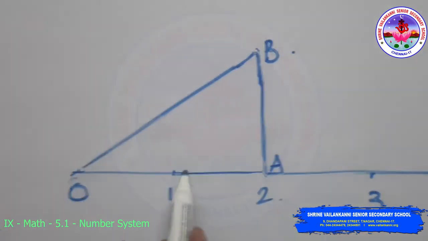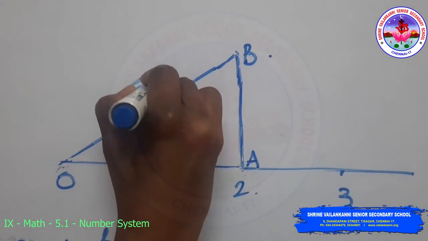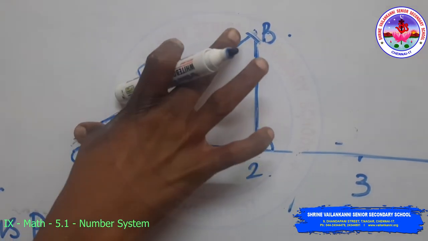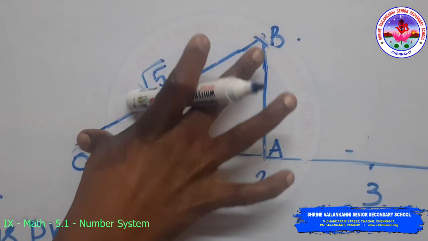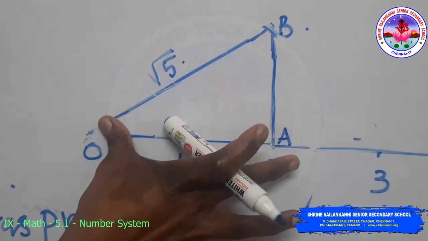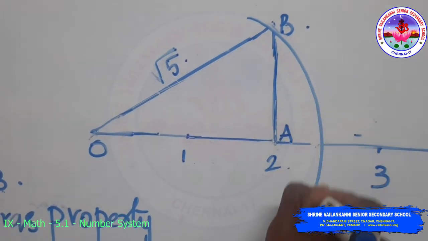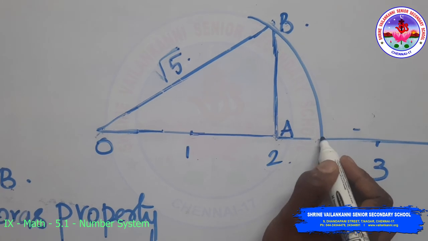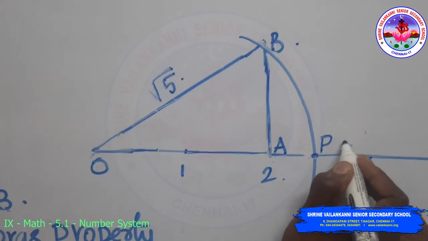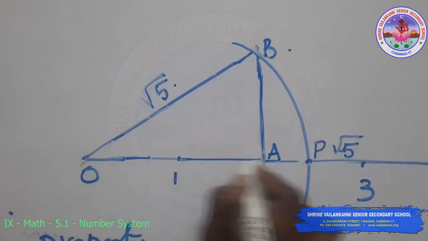Now coming to the figure, I got OB measure as square root of 5. Now keeping the compass needle at O and with the measure of OB, I am going to draw an arc such that this arc cuts the number line. So I will get the arc which cuts the number line. Naming this point as P, where P is denoted as root 5. So hence I located root 5 on the number line.